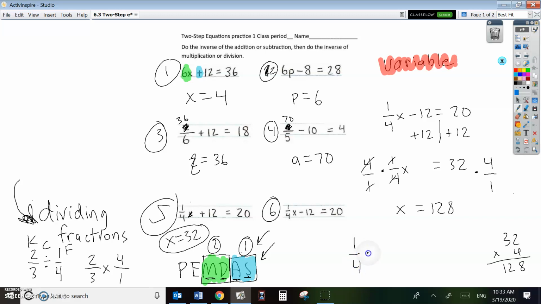And now check it. 1/4 times 128 minus 12 equals 20. Put that over 1, cancel that. You get 1 here and 32 here. We just did that division problem because every multiplication problem is a division problem. Okay. 32 minus 12 is 20. Yes, that's correct. So x equals 128.